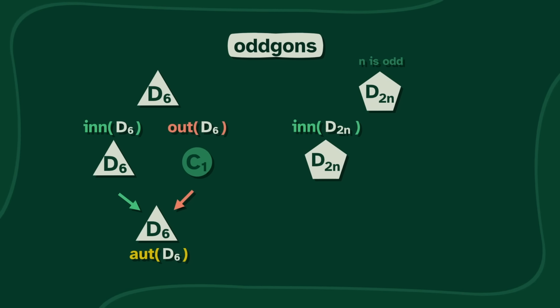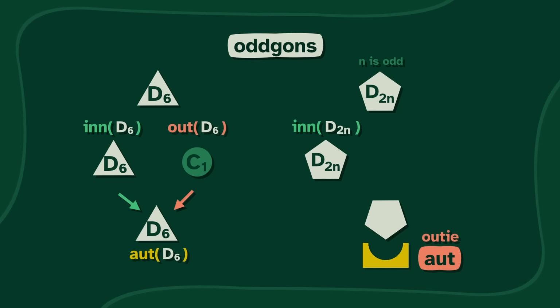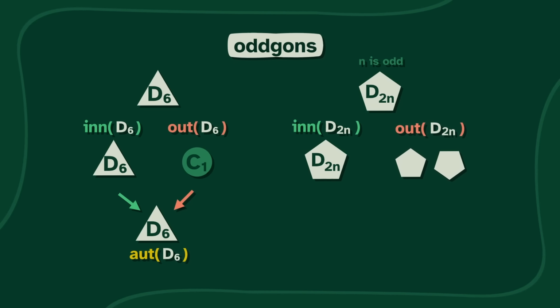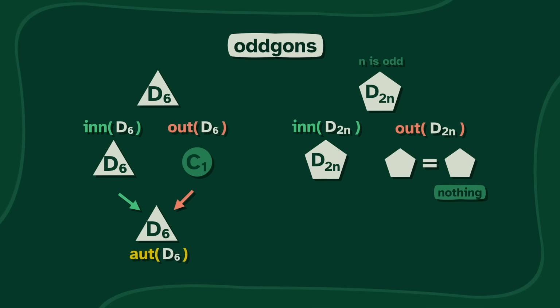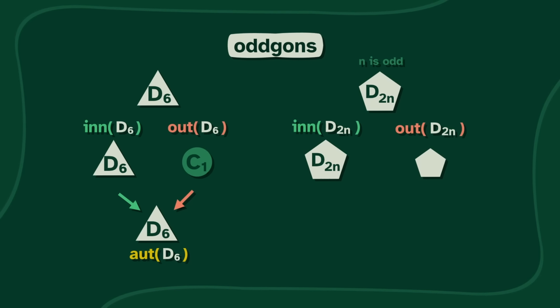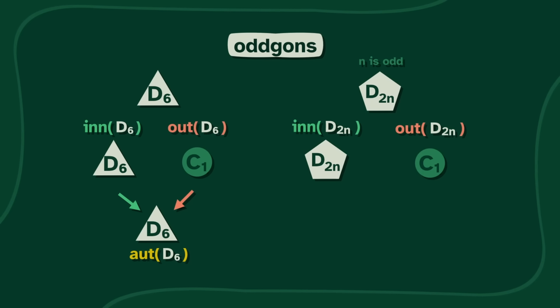All innies are unique. There's no overlap because the half-pipe automorphism is an outie. It flips any oddgon downside up. But this means that the 2 outie positions are equal, since the half-pipe automorphism is nothing. So you might think that the outies form C1, the nothing group. But this is not always true. There can be other shapes.